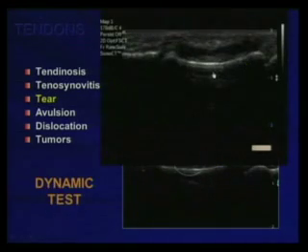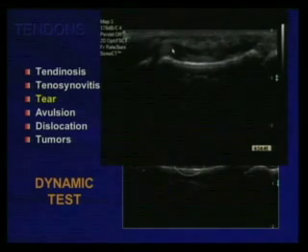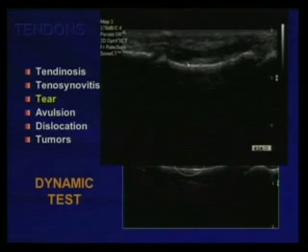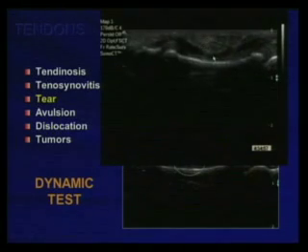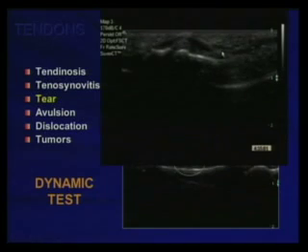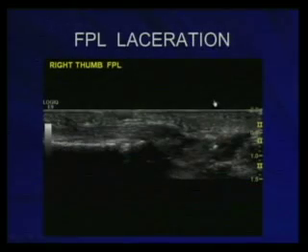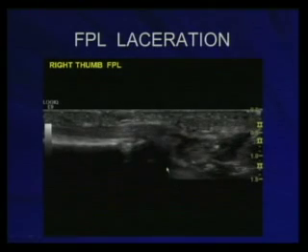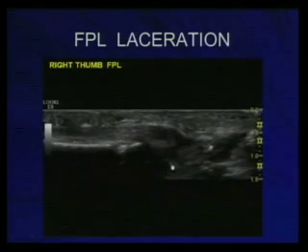So let's see the dynamic exam. First, in the normal side, you can see in the volar side, the FDP is pulling the distal phalanx, moving normal. But in the abnormal side, you can see that there is no motion, right? Because here there is a tear and there is fibrous tissue in the tear, but the tendon is not moving.